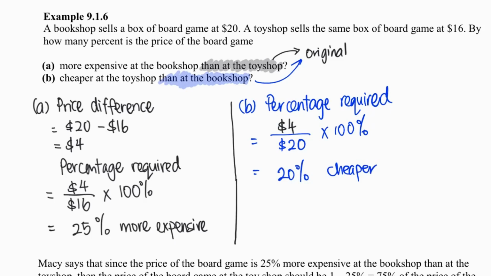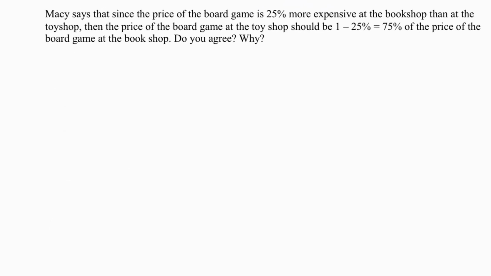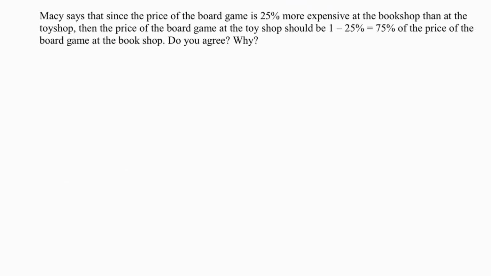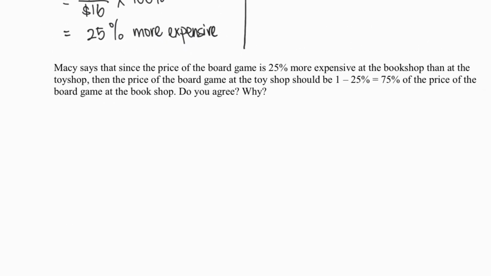So you can see how we compare does yield a different kind of answer, although the value $4 is the same. Which brings us to part 2 of this particular video, that Macy says that since the price of the board game is 25% more expensive at the bookshop, then all I have to do, take note there is a typo error, this one should be 100%, then the price of the board game at the toy shop should be 100% minus this 25%. Do you agree?